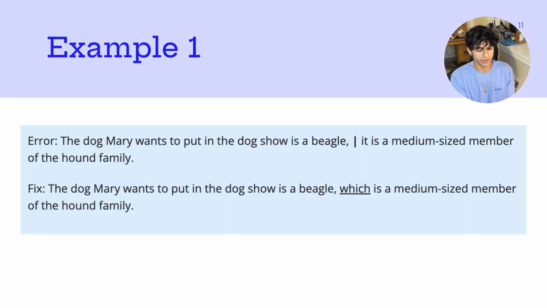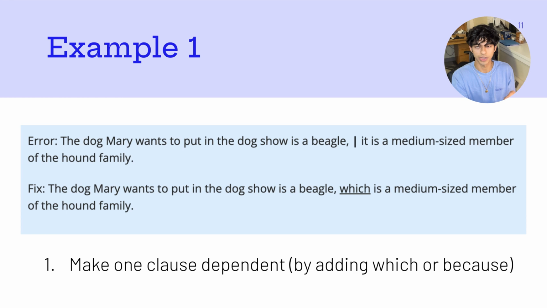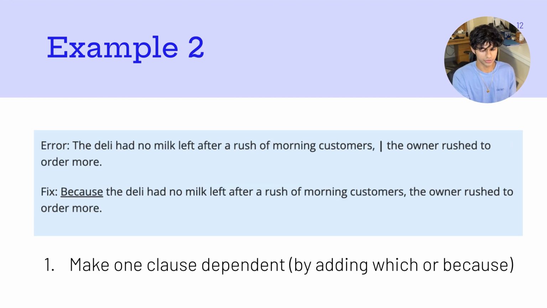So example 1: "The dog Mary wants to put in the dog show is a beagle. It is a medium-sized member of the hound family." If you notice, when I spoke, I automatically added a pause, which means I can tell something's off here. It needs to have some sort of punctuation, or we can add the word "which," which makes it a dependent clause, right? To make a clause dependent, you can add "which" or "because." So: "The dog Mary wants to put in the dog show is a beagle, which is a medium-sized member of the hound family." All right, number 2, we're gonna do the same thing. We're gonna make the clause dependent.